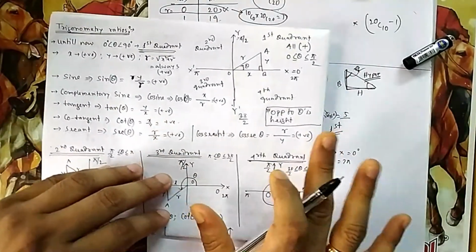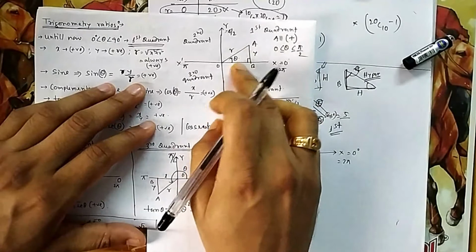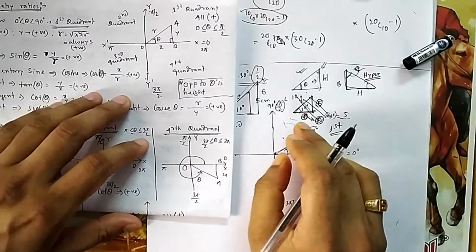So all these formulas I guess you know, and because x, y, r are all three positive, all the values you got in class 10, your table, you remember the table, all your values are positive.